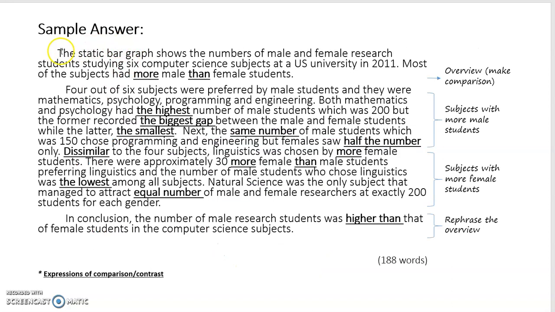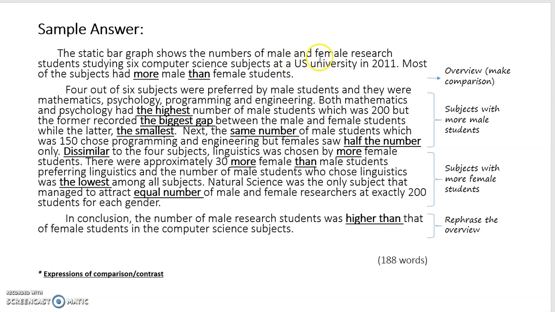We have the description of the graph first. The static bar graph shows the number of male and female research students studying 6 computer science subjects at a US university in 2011. So this is verbatim, word by word, similar from the topic. If you can rephrase that a bit, then it will be better. Maybe you want to mention all the 6 subjects here, but bear in mind that doing that makes your introduction longer. So that is the first element that is needed in the introduction.